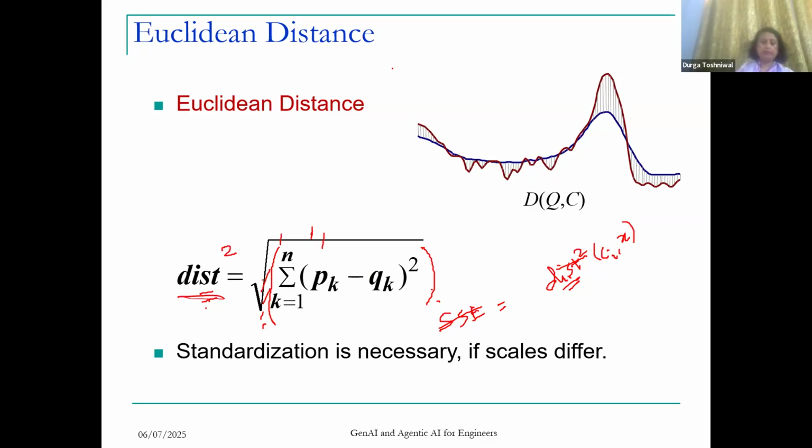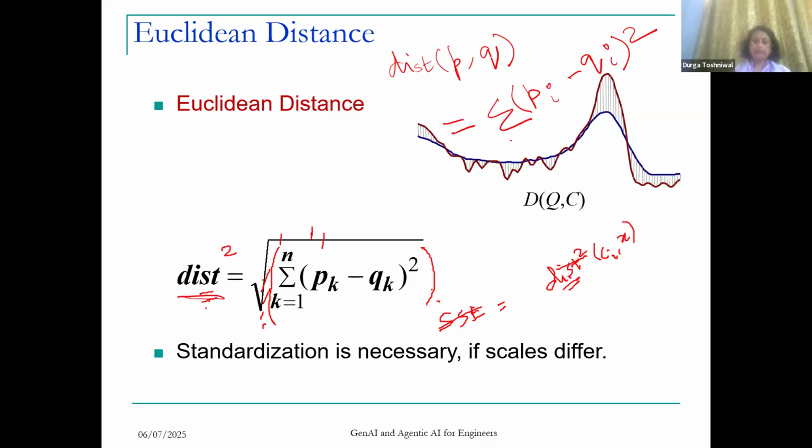So if you have 2 data points like P and Q, then the Euclidean distance will measure the dissimilarity between the different attributes, square it, add the values for all the attributes and then root it. This is what the Euclidean distance is.